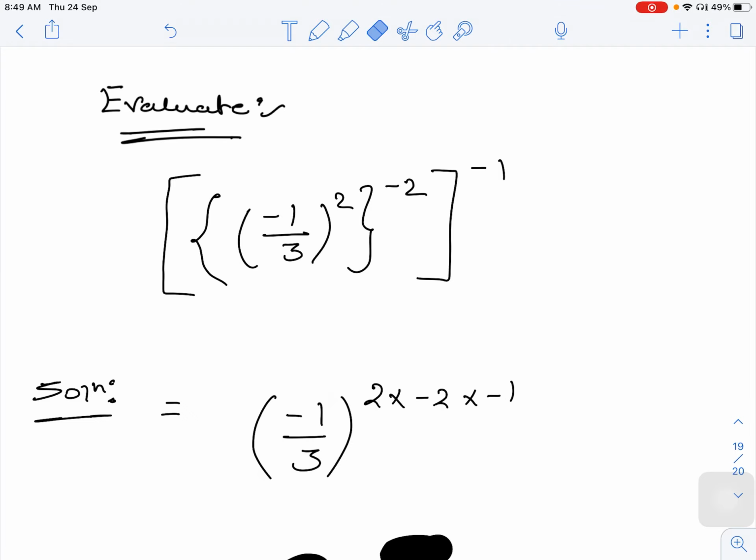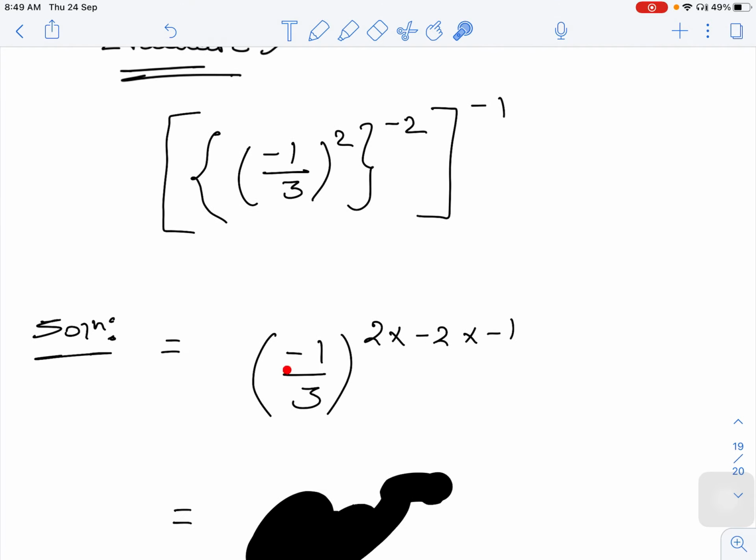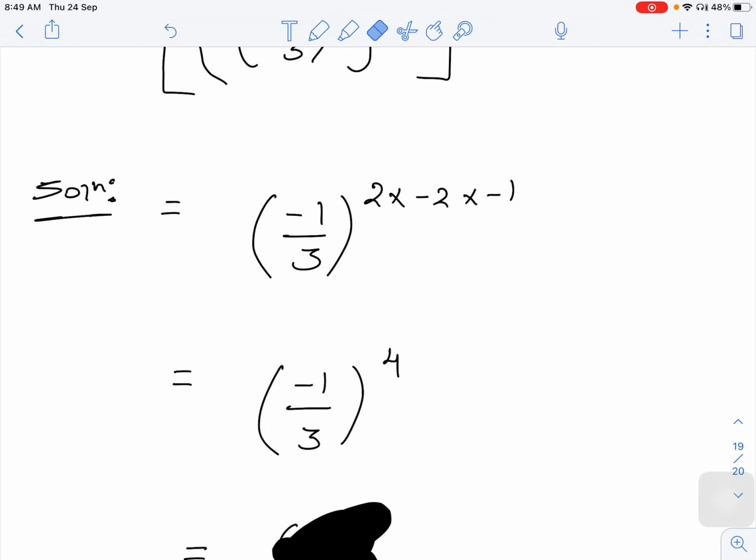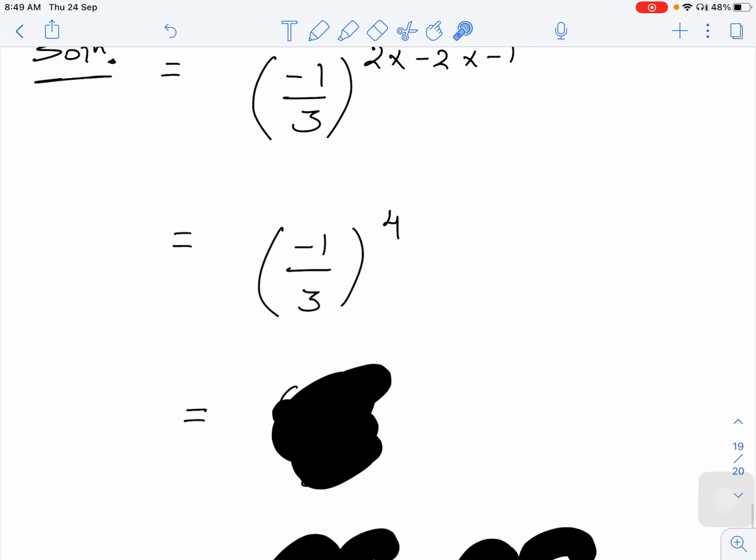So in the next step, what will you get? Minus 1 upon 3, that is this base as it is. Now all these powers will be multiplied with each other. So 2 into minus 2 into minus 1. Now what will it become? Minus into minus will become plus. 1 into 2 is 2, 2 twos are 4. So in the next step, we get minus 1 upon 3, our base as it is, to the power 4.